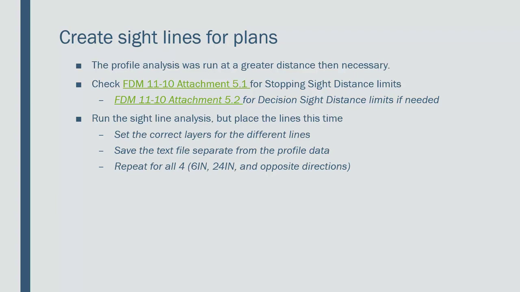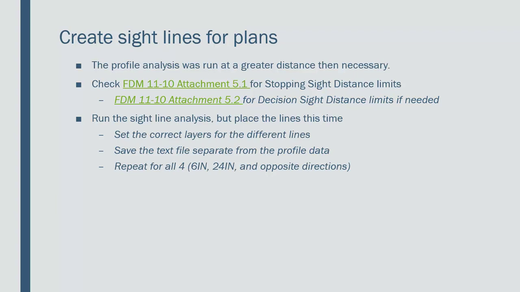We're going to check the FDM 11-10 attachment 5.1, go back to that, and get the stopping sight distance limits for where we actually want to stop. It's not the highest number now. We actually need where this is going to stop. And if you need to put in decision sight distance limits for your project, if that's needed, you're going to want to visit FDM 11-10 attachment 5.2 for that information.